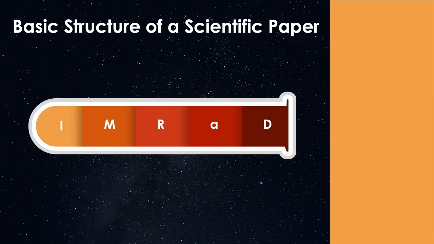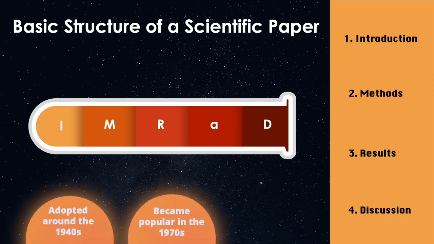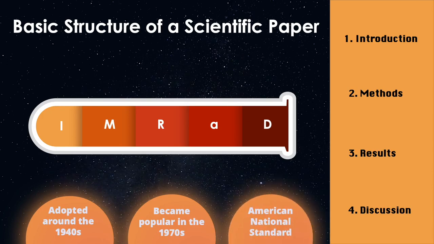Now we will look at the basic structure of a scientific paper. IMRaD is the standard organizational structure of a scientific paper, and it stands for Introduction, Methods, Results, and Discussion. It was introduced in the 1940s, but only gained popularity in the 1970s after the publication of the ANSI standard on the preparation of scientific papers.